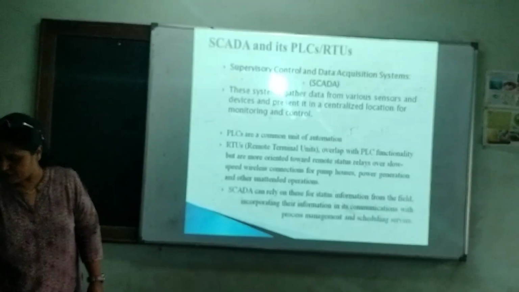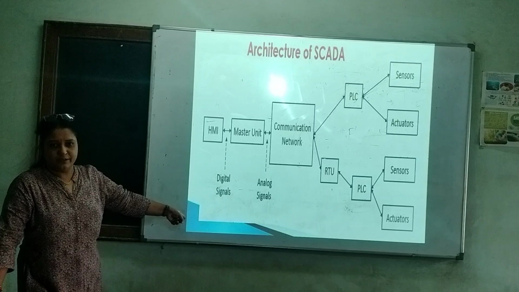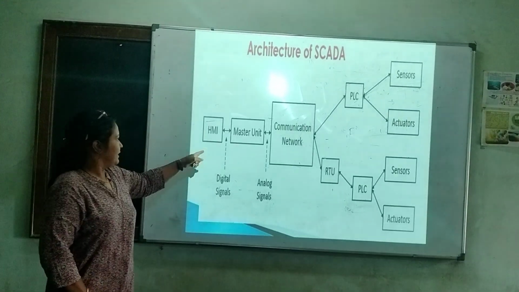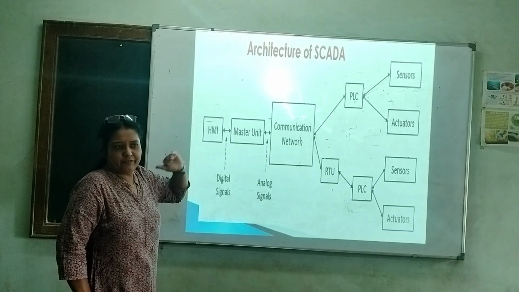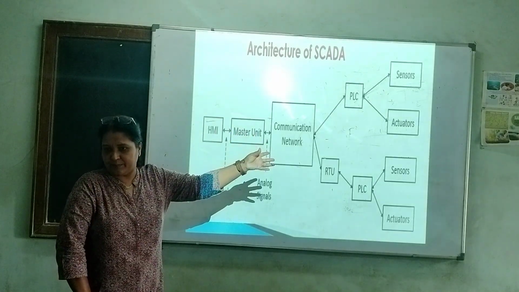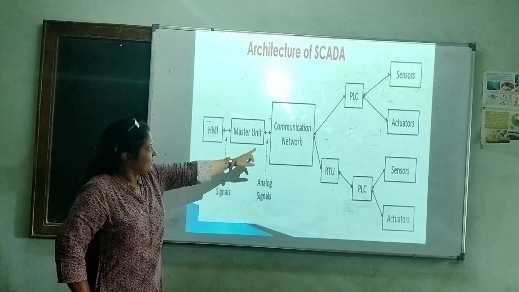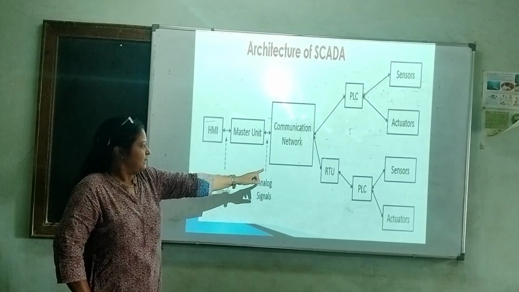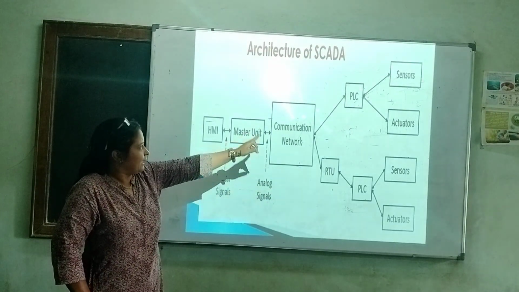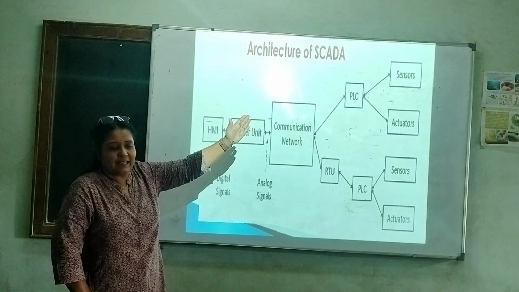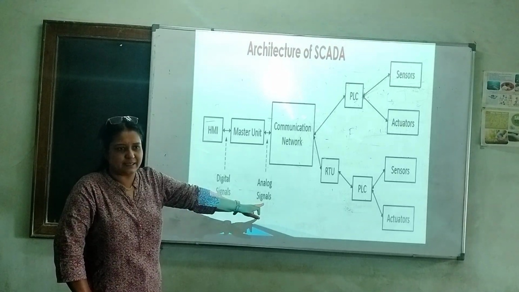For example, you just go to the diagram here. This is the full SCADA unit. If you observe here, this is the human machine interface, HMI. Correct? Where we can communicate through that particular system. Now this is the master unit, the communication network, and here you observe PLCs, RTUs, remote terminal units. Again, one more PLC. At the end we are having the sensors and the actuators.